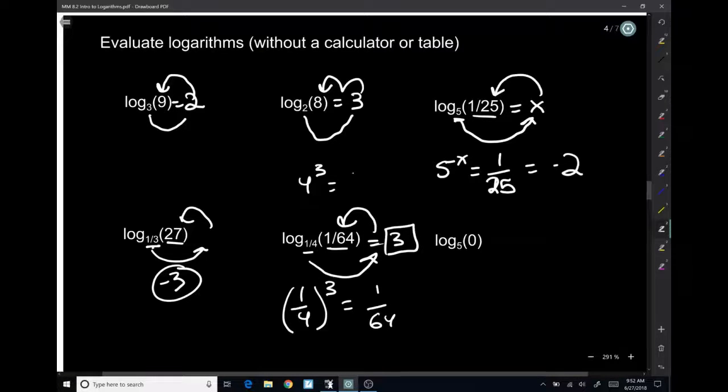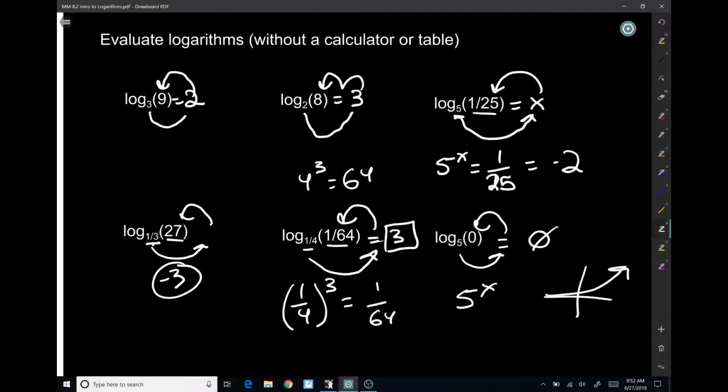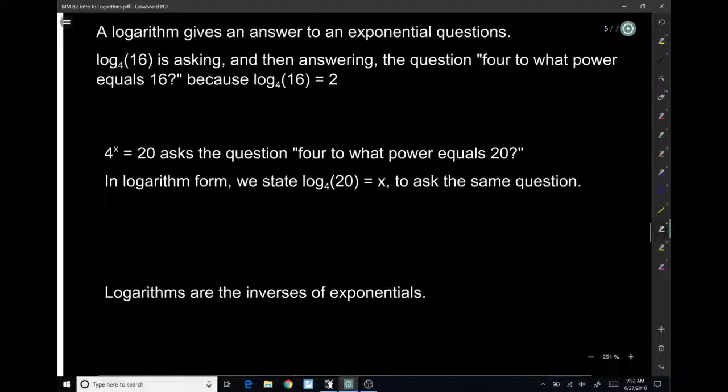And just think, 4 to what power? Think of this as a power of 4. 4 to what power is 64? Finally, 5 to what power is 0? No power. That's impossible. 5 to some power can't equal 0. If you think about the graph of 5 to the x, 5 to the x has an asymptote at 0. It doesn't ever actually touch it, so that never happens.